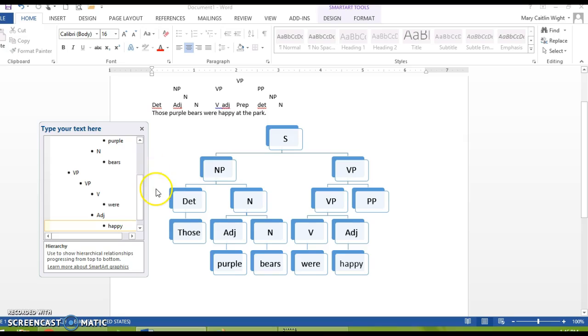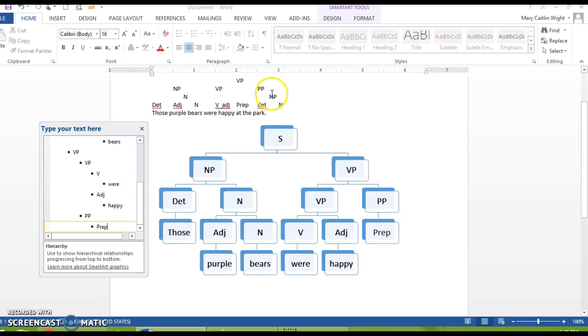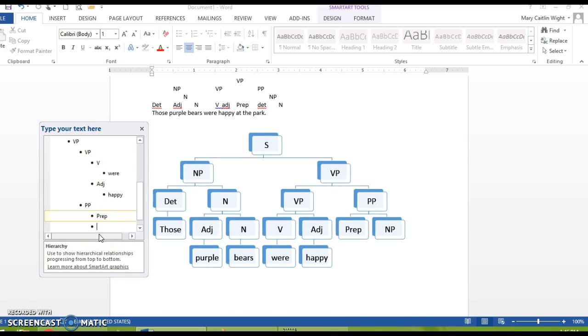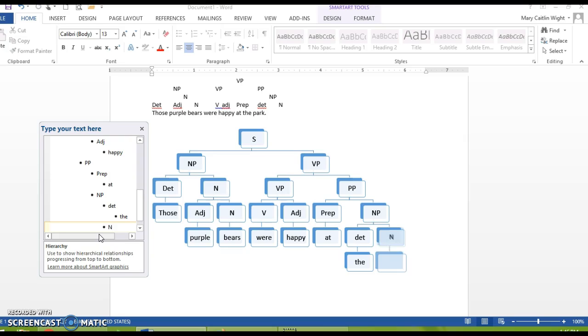Then we also have to diagram a prepositional phrase. Our prepositional phrase was made up of our preposition and our noun phrase. We go back up to our preposition because our preposition was at. And then our noun phrase was made up of the determiner, which was the, and noun, which was park. Now we can see it all nice and organized. And it's a little bit tricky to move from up here to here. You almost have to turn it on its side.